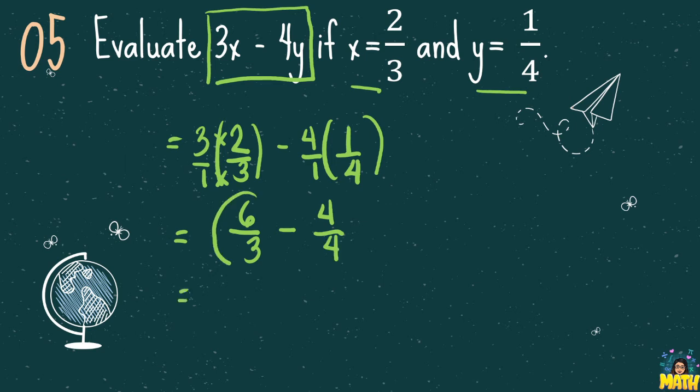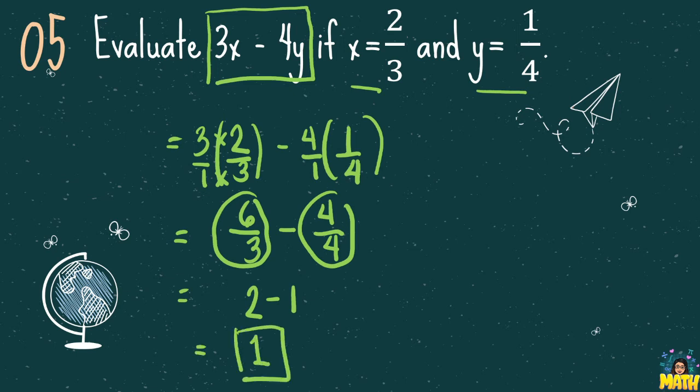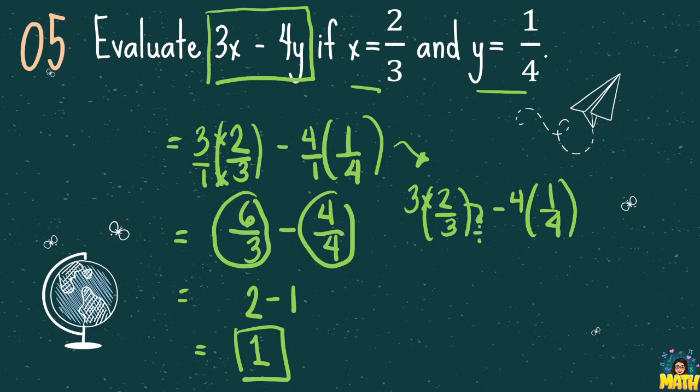And then here, we can still simplify 6 over 3, that is 2. 4 divided by 4, that is 1. And then we only have 2 minus 1, that is equal to 1. Another way, pwede din naman kung sanay kayong mag-multiply ng whole number sa fraction, you can simply multiply the whole number to the numerator and then divide it to the denominator. So 3 times 2, that's 6, divided by 3, that's 2, minus 4 times 1, 4, divided by 4, 1. Still, you will have 2 minus 1 and that is equal to 1.